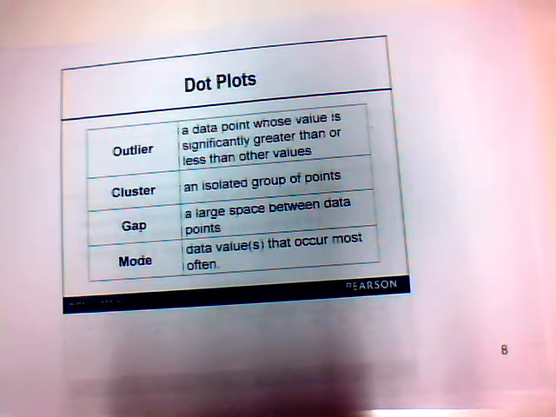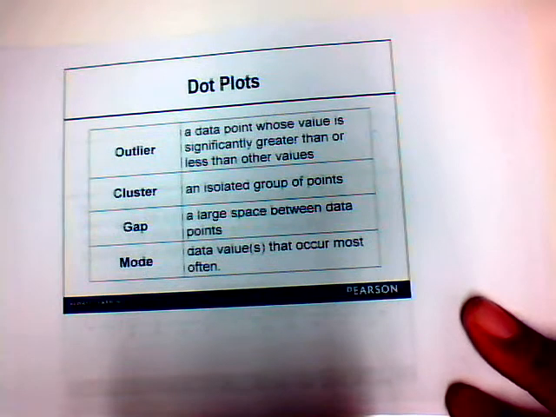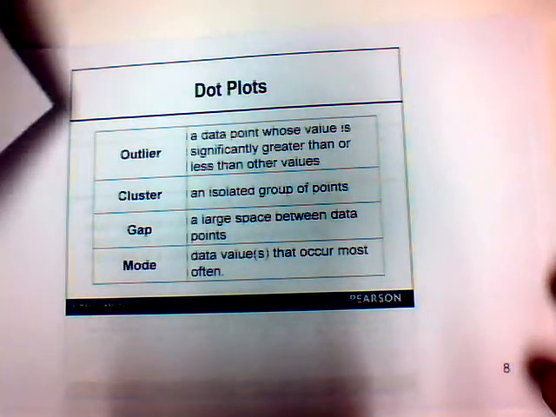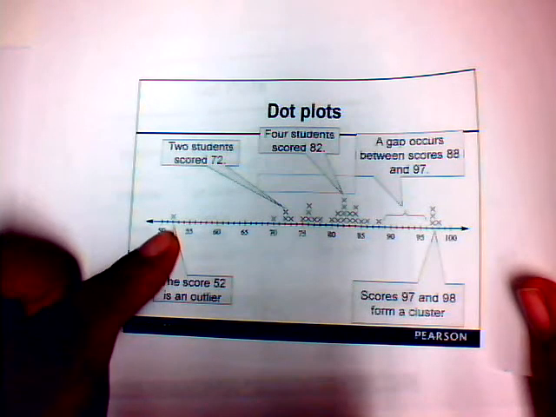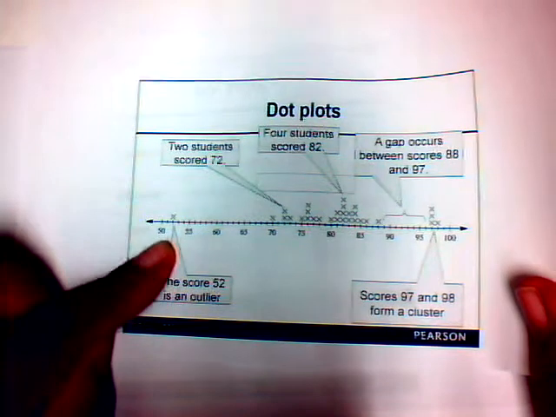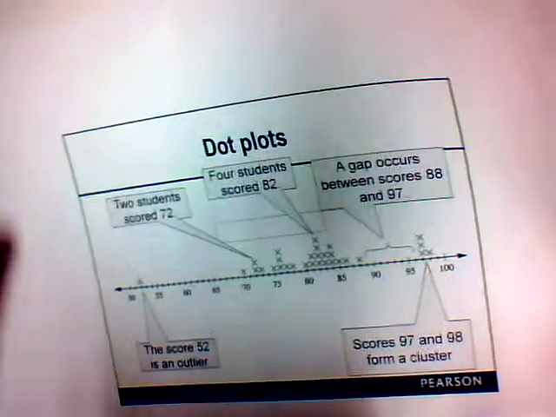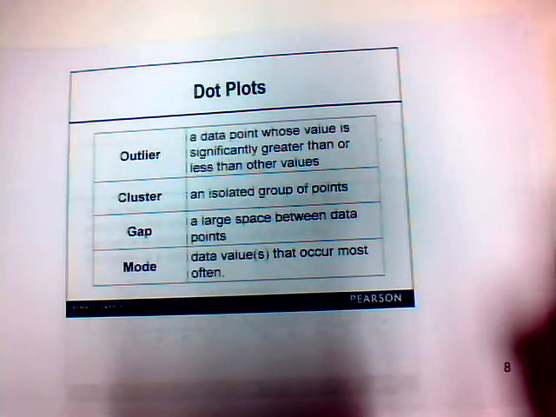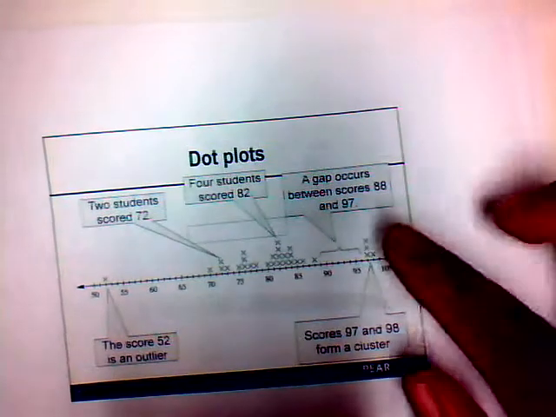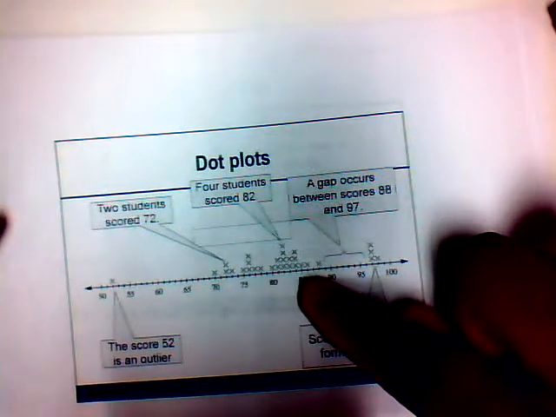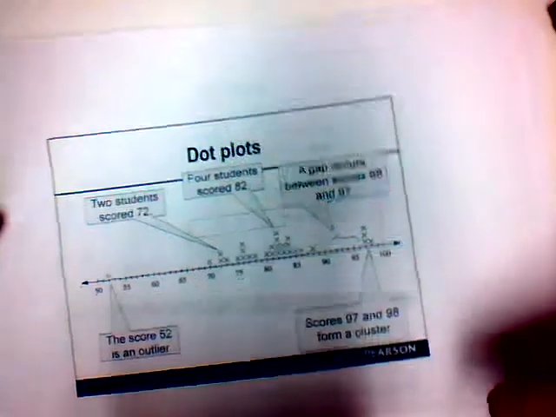And in dot plots, you have an outlier, which is a data point whose value is significantly greater than or less than the other values. So where we had the score 52, that's an example of an outlier, because that's far away from these other data values. A cluster is an isolated group of points. Okay, so we talked about 97 and 98. That forms a cluster. Here we also have another form of a cluster from 80 to 86.